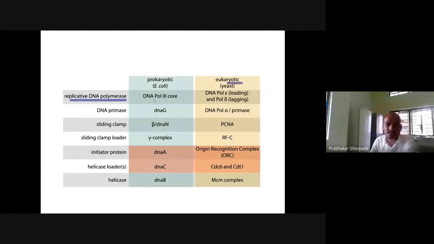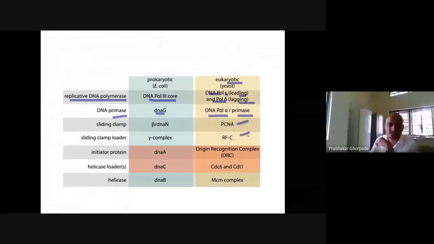Replicative DNA polymerase in E. coli is DNA polymerase 3. In the case of eukaryotes, it is DNA polymerase epsilon for the leading strand, and DNA polymerase delta for the lagging strand. DNA primase, we already saw this one, right? DnaG for E. coli, and DNA polymerase alpha primase for eukaryotes. PCNA, RFC we saw, but this we didn't see.